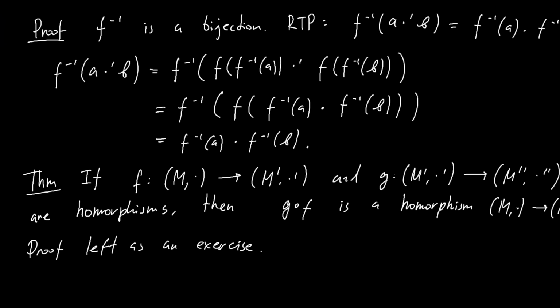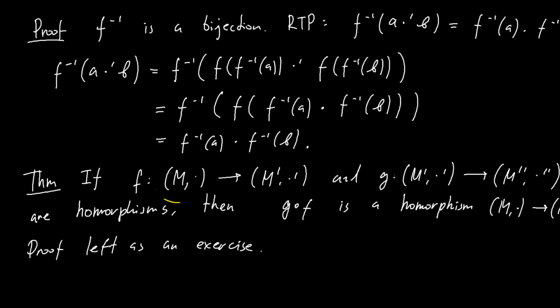Now, the reason why I wanted to state this is that in the case when F actually is an isomorphism, then this composite will be an isomorphism. Why will it be an isomorphism? Because a composite of bijections is a bijection. And now we know it's also a homomorphism by this theorem.